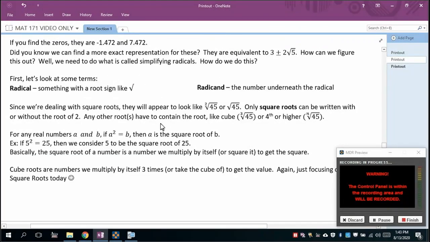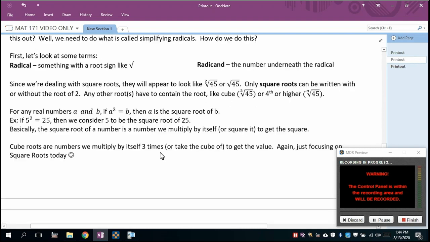Now, 2 times the square root of 5, well, that square root is a radical. A lot of our solutions will involve radicals here. We're dealing with square roots. A square root could either have the 2 or be without it. We're only going to primarily be dealing with square roots here. The radicand is whatever's underneath the radical. Any other roots such as cube, fourth, or something higher are going to have to contain the root index.